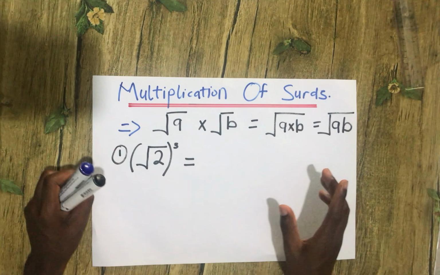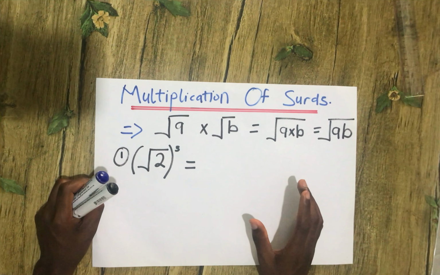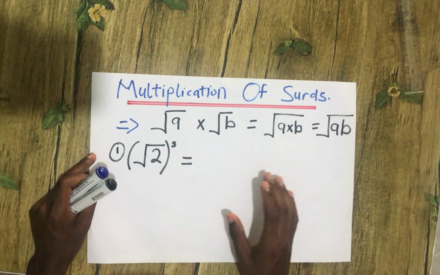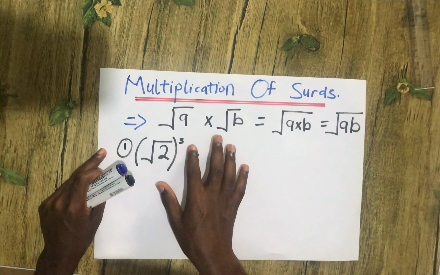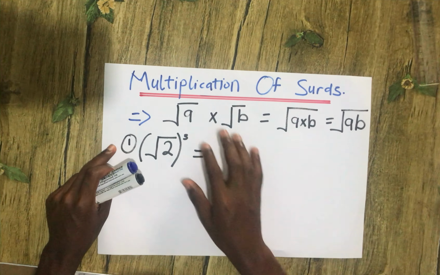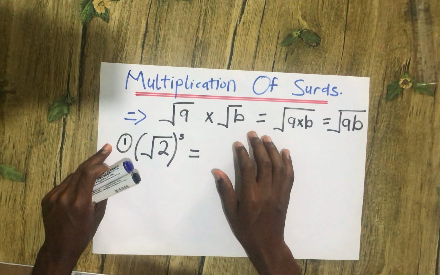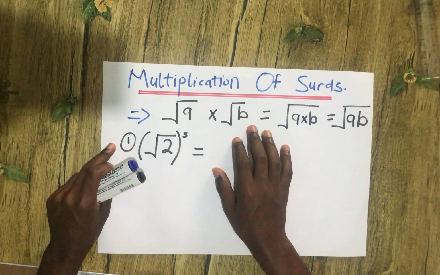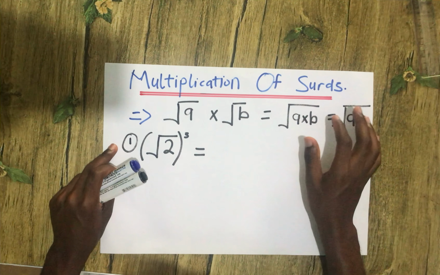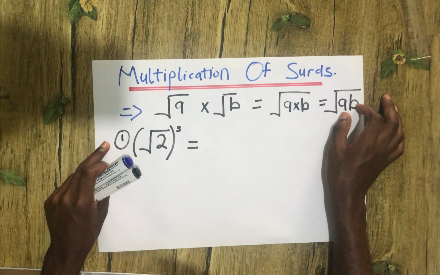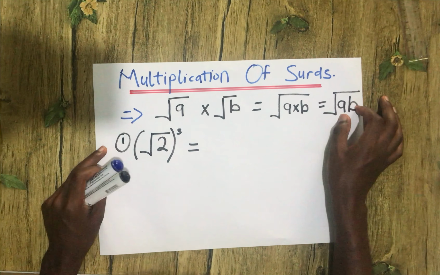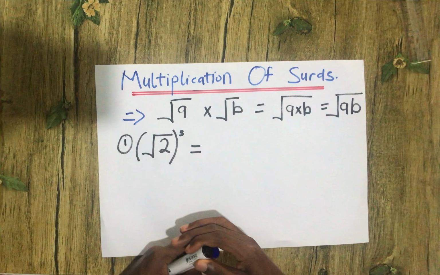Unlike addition and subtraction, in multiplication of surds we deal with the terms within the surd. Therefore, if you have root a multiplying the root of b, we take the square root of the product of the two variables, giving us root of ab. Now let's try our sample question.